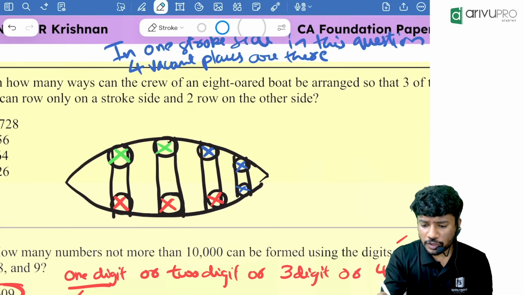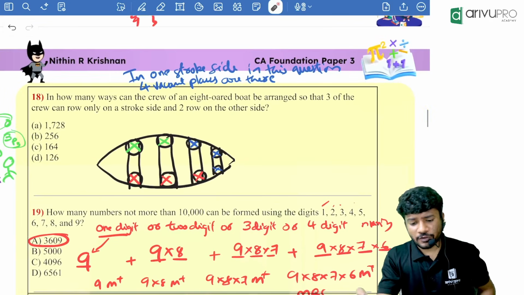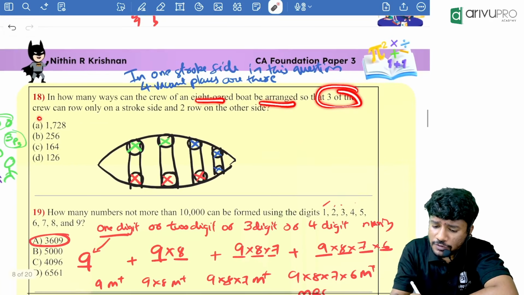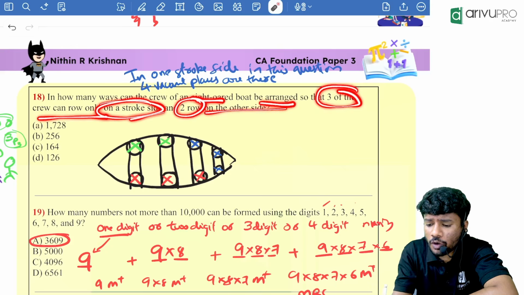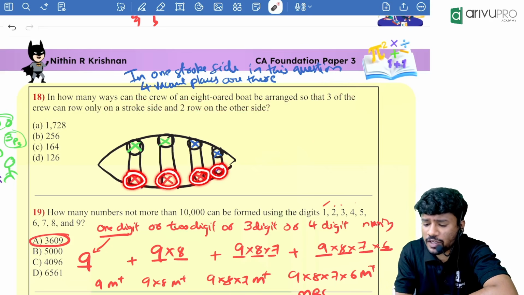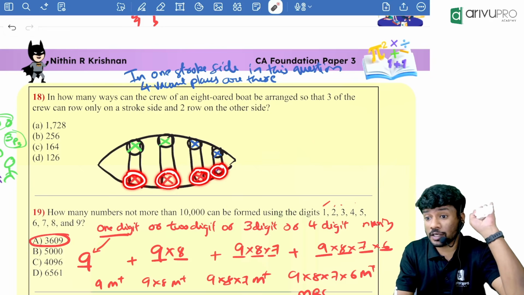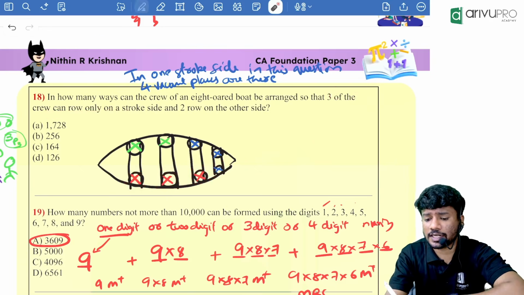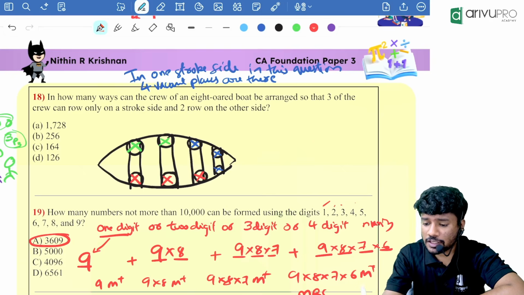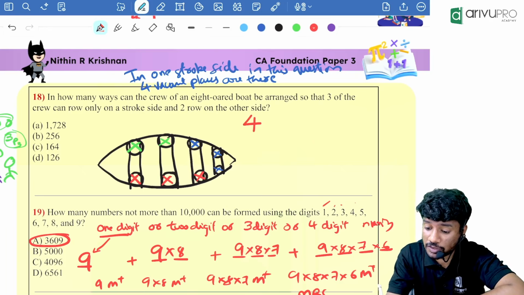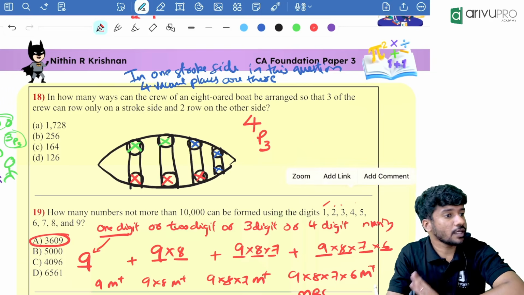Now, this is our boat, right? What is given? In how many ways can a crew of 8 oarsmen be arranged so that 3 of them can row only on one stroke side, 2 row on the other side. That is the given. Now, one stroke side has how many vacant places? 4 vacant places are there in one stroke side. 3 of them are rowing in one stroke side. You tell me, 4 places are there, 3 people are there. They can be arranged in how many ways? 4p3 ways.